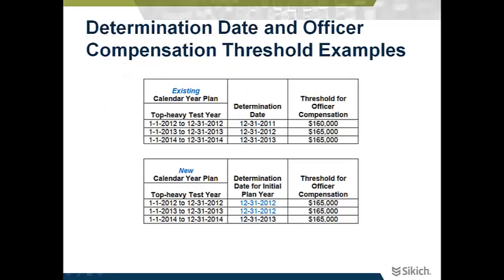So what is the determination date? Well, I put together a little chart here for you to illustrate the determination date and the threshold for officer compensation. Remember, we're looking at the account balances on the determination date, which is the last day of the preceding plan year, or in the case of the first year of a plan, the last day of the first plan year. For example, for an existing plan, a test to determine if a plan is top-heavy for 2012 will be valued as of December 31st, 2011.